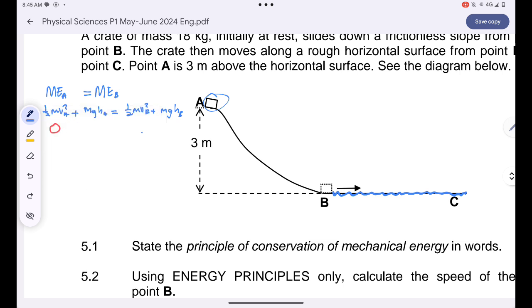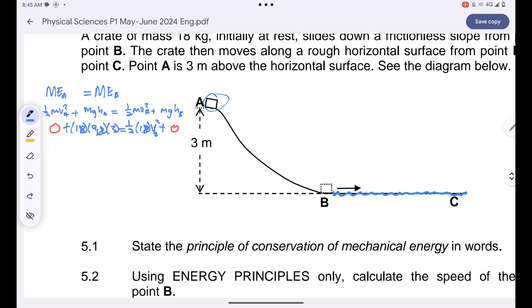So the kinetic energy is 0 because the velocity is 0, plus mgh: the mass of the crate is 18 kilograms, 18 multiplied by 9.8 multiplied by the height above the ground, which is 3. This is equal to 1/2 multiplied by 18 kilograms multiplied by the velocity at position B squared, plus, whenever the crate is at position B, it is 0 meters above the ground. If the height above the ground is 0, the potential energy is also equal to 0 joules. So I simply have 0 there.